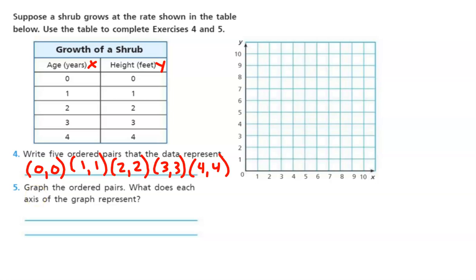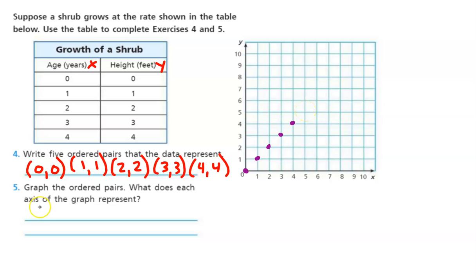I'll make this purple this time. So 0, 0, remember that's called your origin. It's where you start every time, but it also happens to be one of our points. So that's 0, 0. Then it says 1, 1, 2, 2, 3, 3, and then 4, 4. And obviously this is clearly a graph that could go on forever. What do we think would happen after 5 years? I think it would grow 5 feet in height.